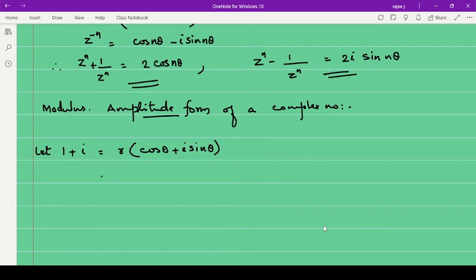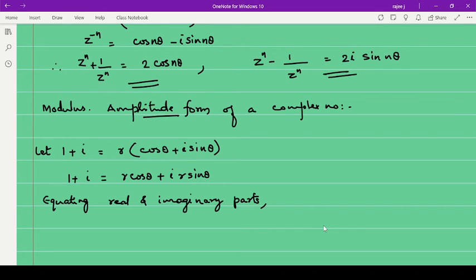Then we open the bracket: r cos theta plus i into r sin theta equals 1 plus i. Then equating the real and imaginary parts on both sides, what will you get? The real part is where there is no i: here 1 is the real part, and on the other side it is r cos theta. So r cos theta is equal to 1.